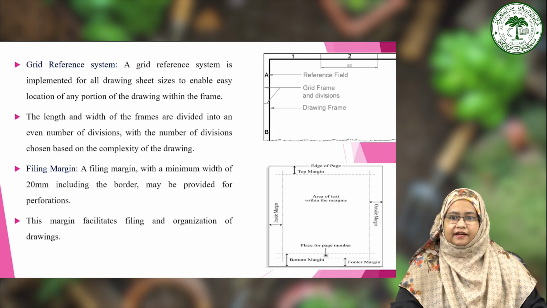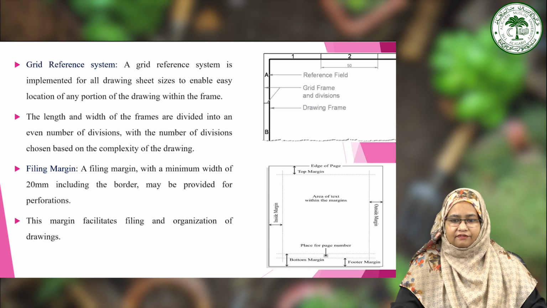In landscape design, grid reference systems serve as a navigational tool, facilitating the efficient location of specific areas within the drawing. This system involves dividing the frames of the drawing sheet into an even number of divisions, with the complexity of the drawing dictating the number of divisions selected. By implementing a grid reference system, designers enhance the readability and accessibility of their drawing, enabling stakeholders to pinpoint desired locations with ease and precision.